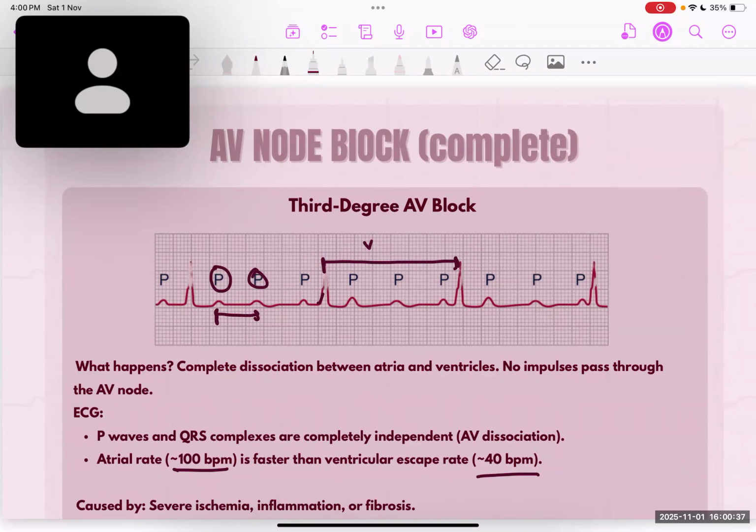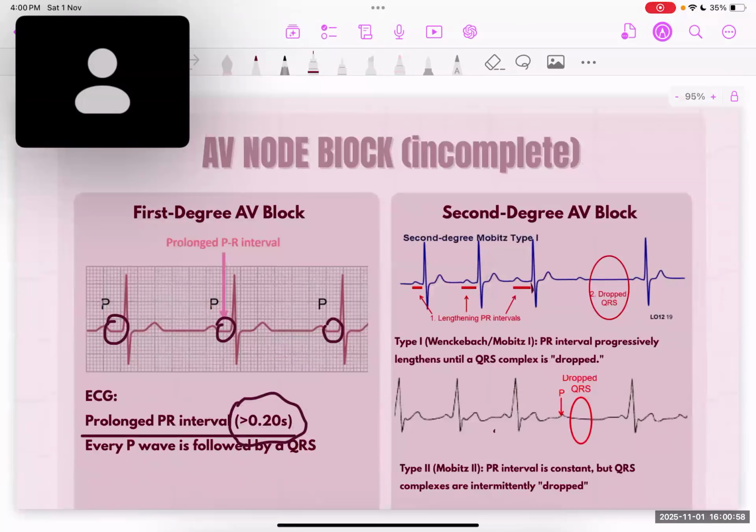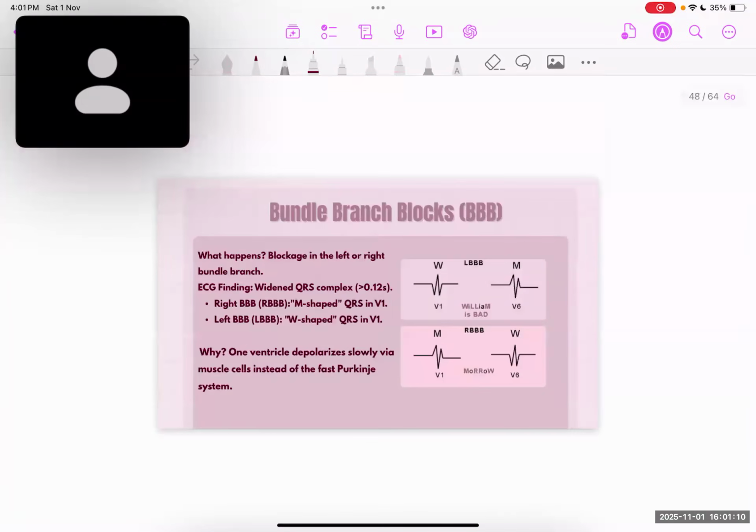So yes, the ventricles have their own pumping rate and the atria will be pumping. Yes, the P waves are sometimes alone because, if you can see, the atrial rate is faster compared to the ventricular rate. That means it makes sense. The ventricular rate is slower. And in type 2, if you're asking, you're gonna have the same thing, but the PR interval is not getting prolonged, and then there's a drop in the QRS. Okay.